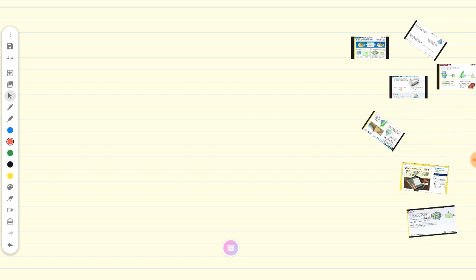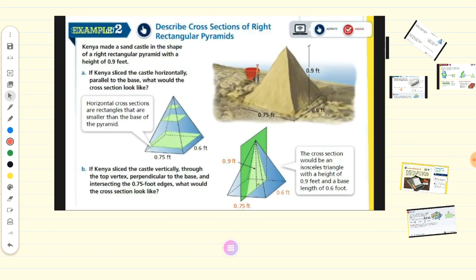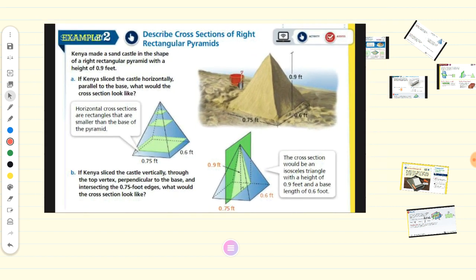Okay, let's take another example. What do you think if we slice this pyramid horizontally and vertically? Horizontally, if we slice it horizontally like this, you will find a shape parallel to the base, and the base here is in the shape of a square or rectangle. Its dimension is 0.7 feet, 0.75 feet, and 0.6.